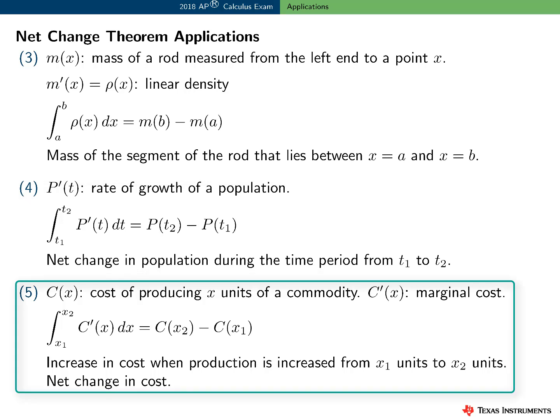The last application on this slide has to do with economics. Let's suppose that C of x is the cost of producing x units of a commodity. Then the marginal cost is the derivative, C prime of x. And therefore, the definite integral from x1 to x2 of C prime of x dx is C of x2 minus C of x1. And this represents the increase in cost when production is increased from x1 units to x2 units, or the net change in cost.